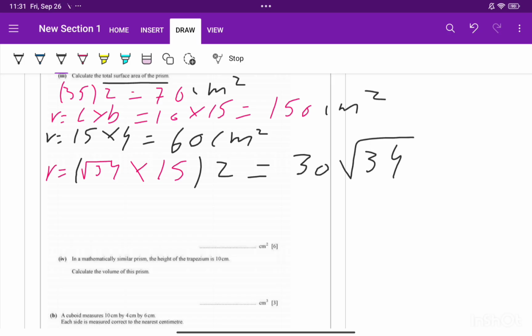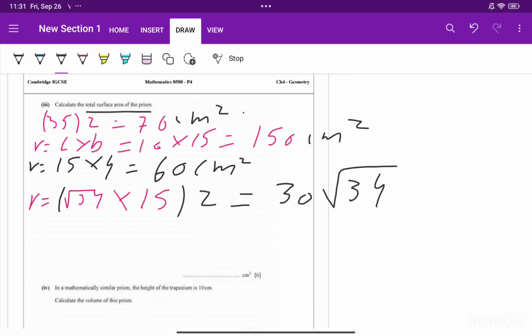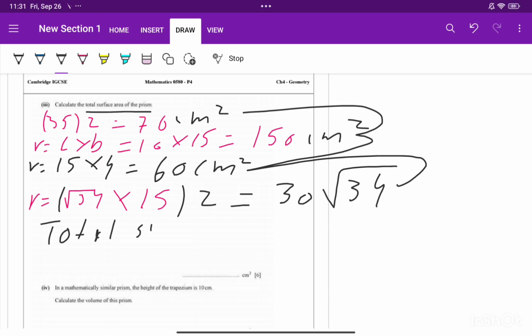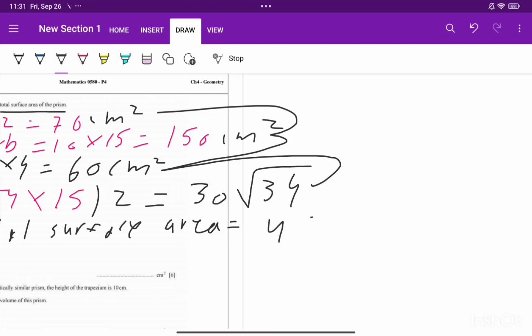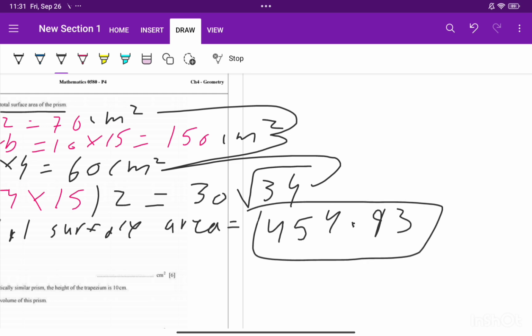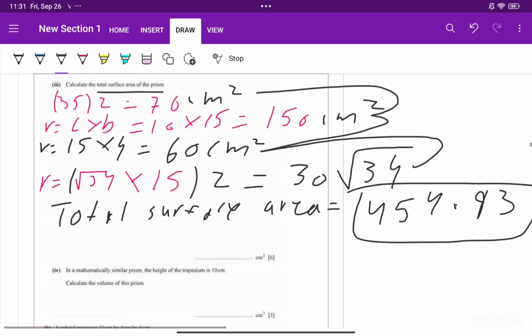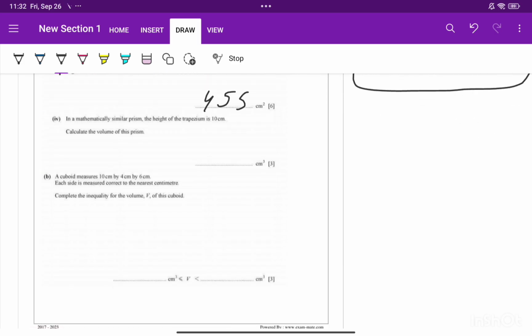Okay, now we will add up these values, the ones which we found, and we will get total surface area equal to 454.93, which will round up to 455. Now let's move to this part.